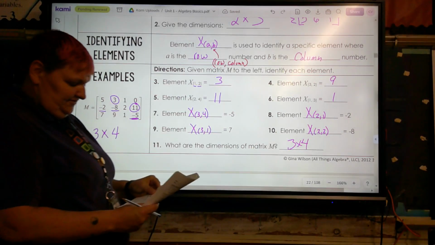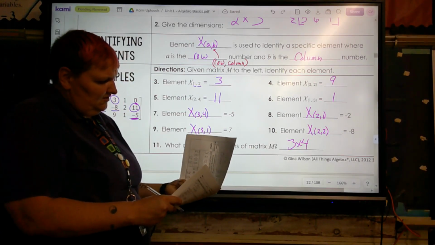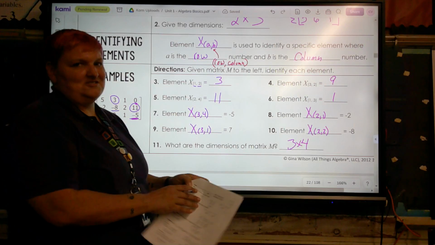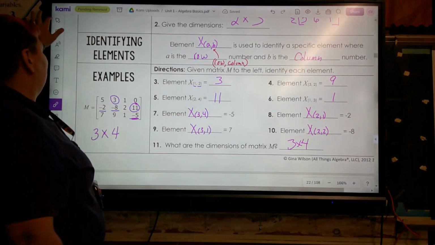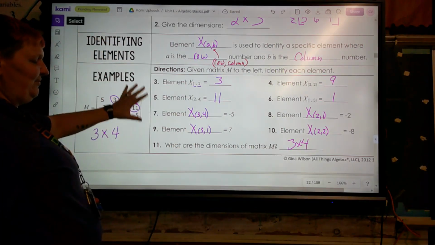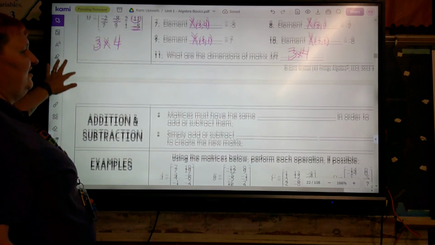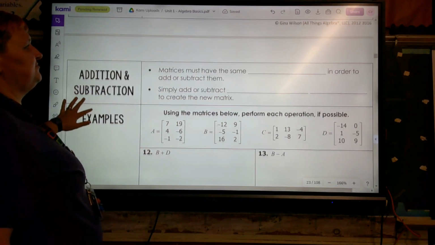I think that's everything. Now we get into adding and subtracting. All right, but those are the basics of matrices. All right, to add and subtract.